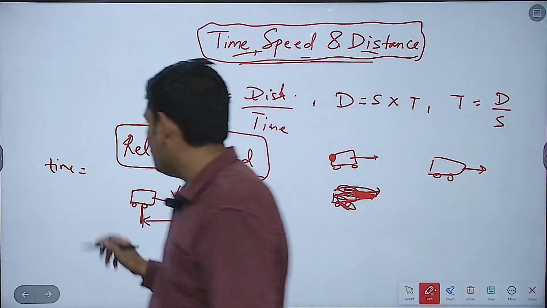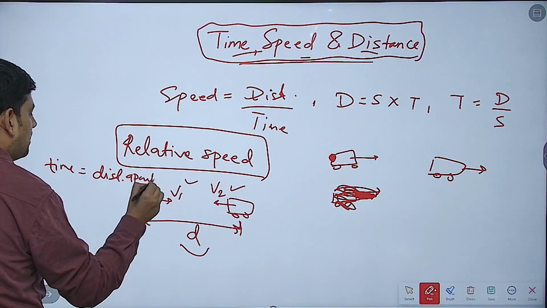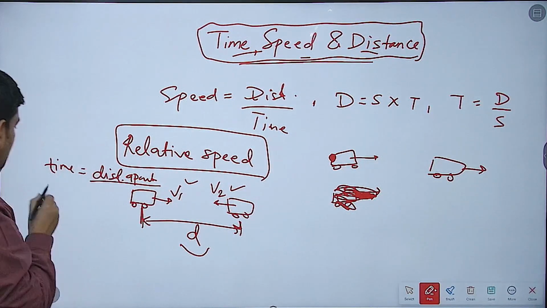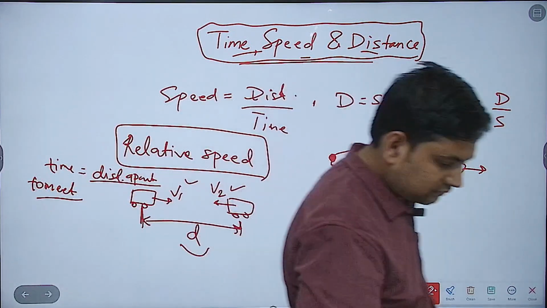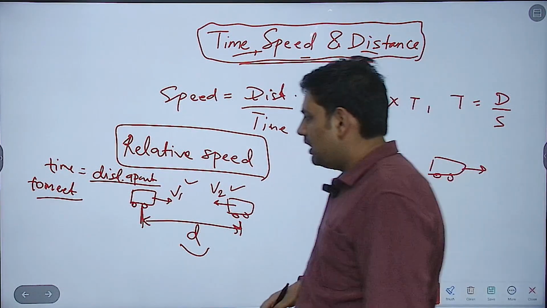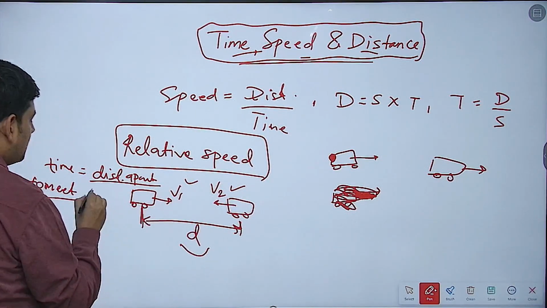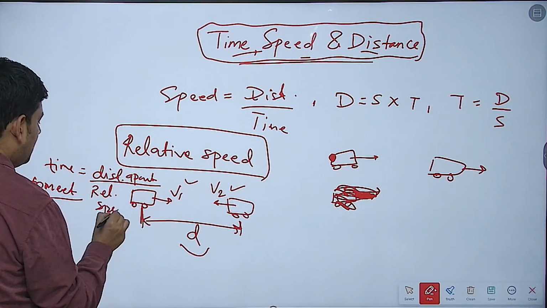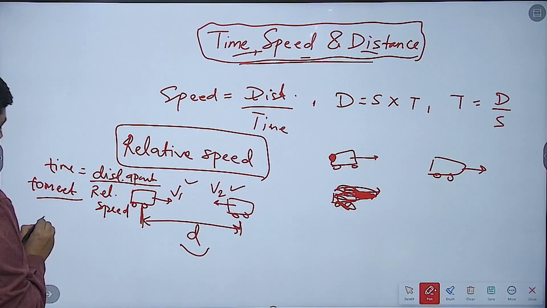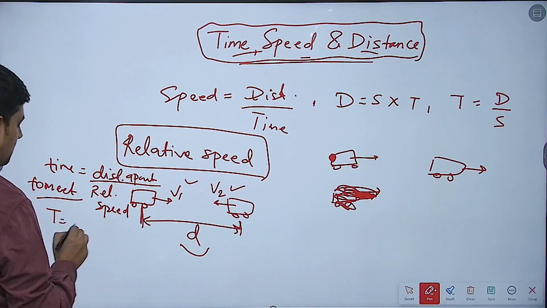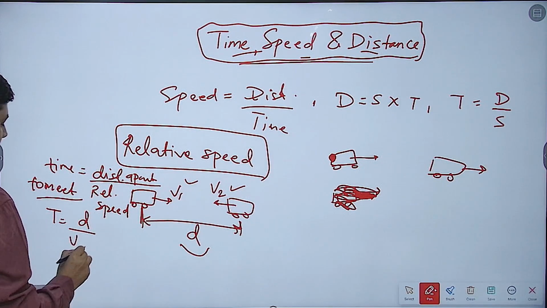That's why time will be what? Distance apart, time to meet. In how much time will they meet? So this will be distance apart divided by the relative speed. Now, relative speed in this case will be what? Because they both are working together to cover this distance, time will be equal to the distance d over the sum of their speeds, that is v1 plus v2.